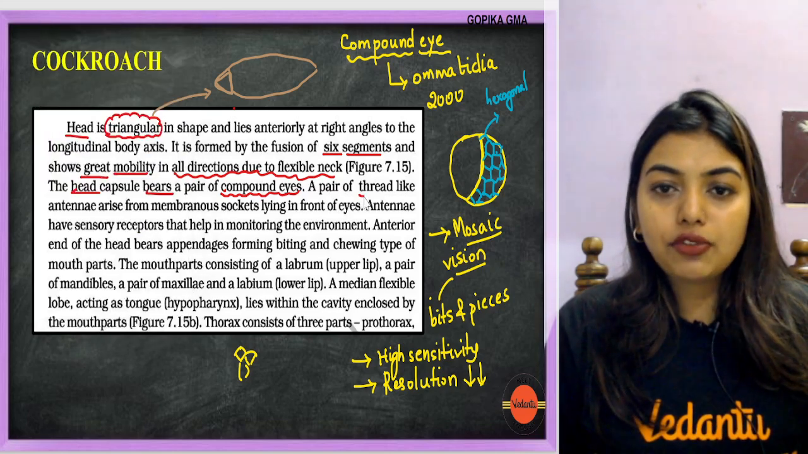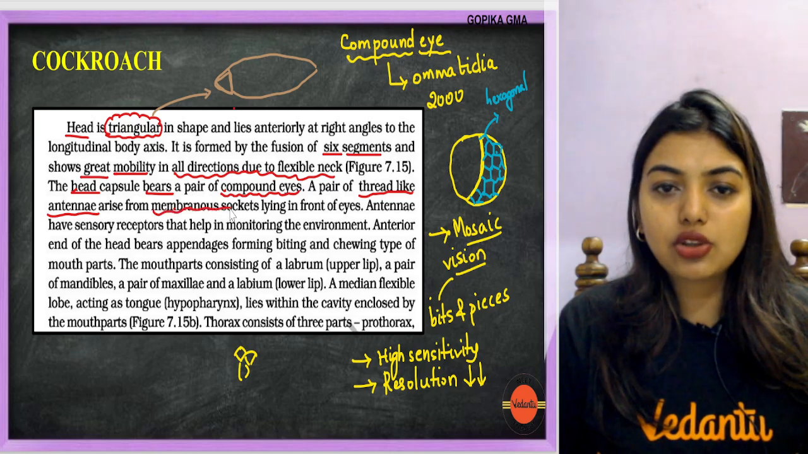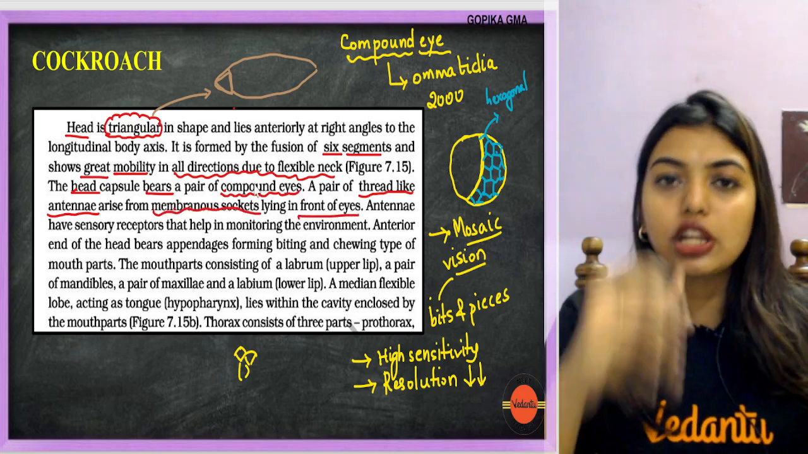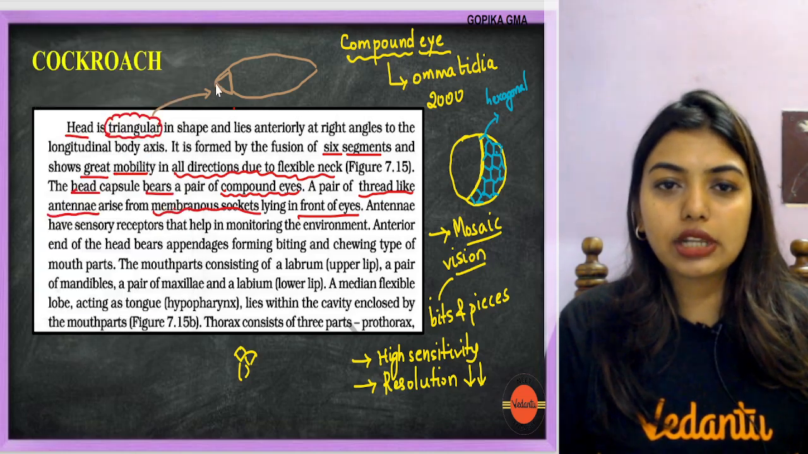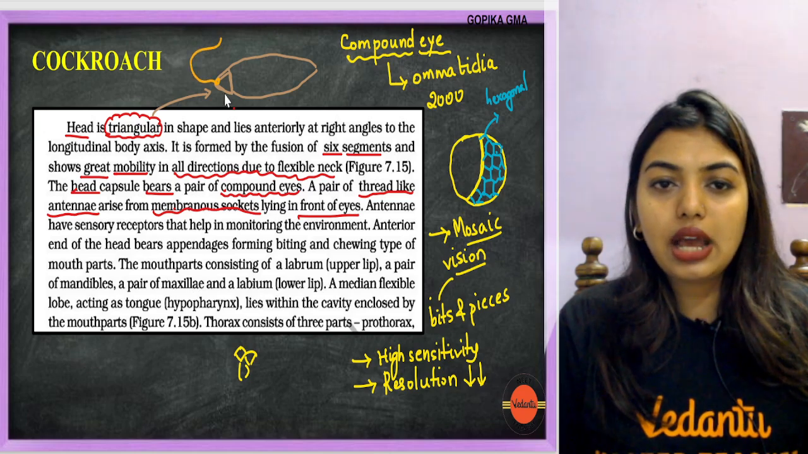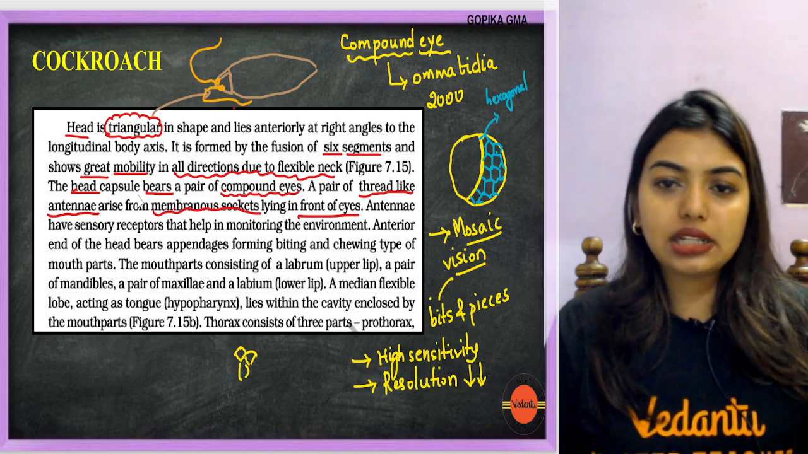A pair of thread-like antenna arises from a membranous socket lying in front of the eye. So in front of the eyes, there is a small socket kind of region. Like we say orbit, socket. So a small socket kind of region through which the antenna will arise. Okay, let's draw like this, a small socket through which the antenna will arise.